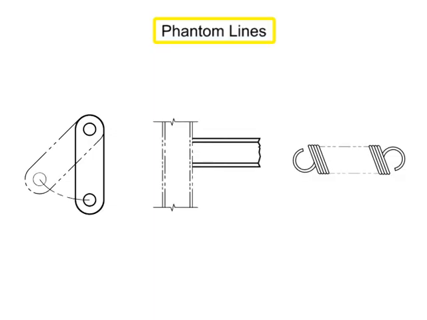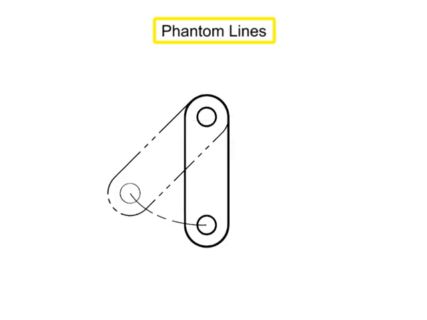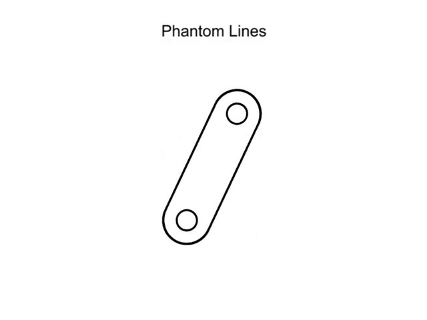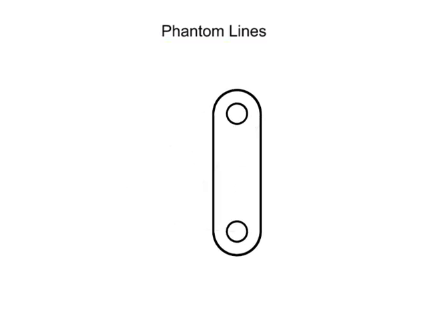Phantom lines are composed of alternating one long and two short dashes, evenly spaced, with a long dash at each end. They are used in three ways. The first is to indicate the alternate position of moving parts.